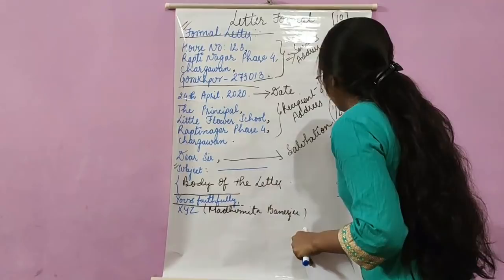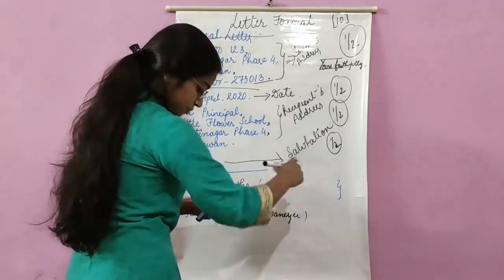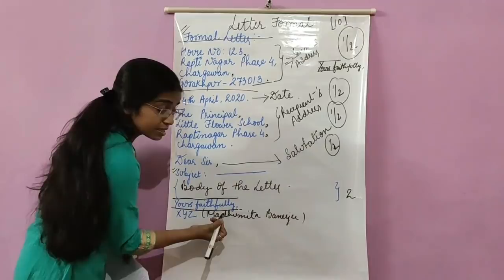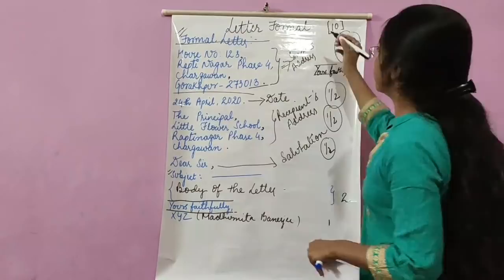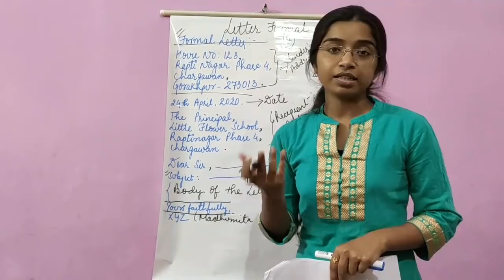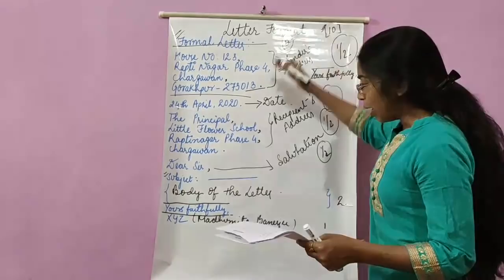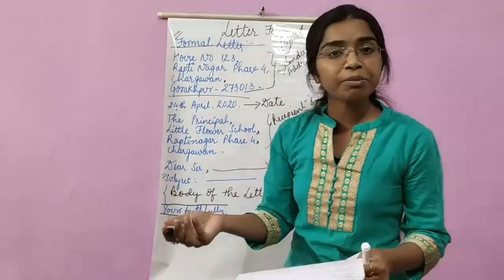For the body of the letter, you will have 2 marks, and finally for the subscription portion, you will have 1 mark. Now, what is the total mark? Half plus half, 1, 2 to 4 plus 1, 5. That means 5. What about the remaining 5 marks? Like I told you, the letter is of 10 marks, but after this calculation, the letter is of only 5 marks. Then what about the remaining 5 marks?